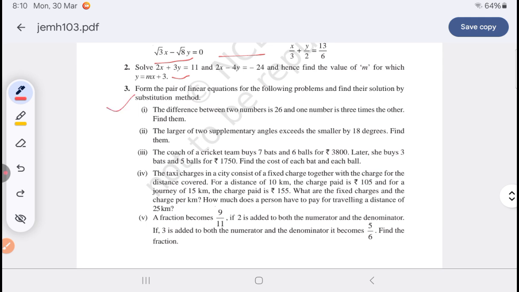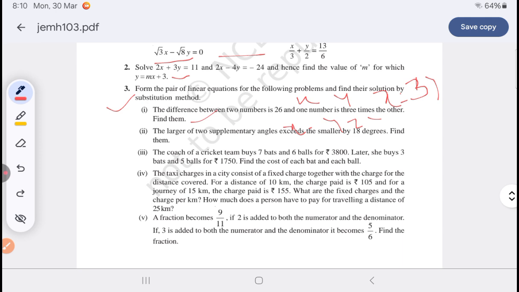Read the question carefully. The difference between two numbers is 26. One number is 3 times the other. Find them. So let us say x is one number, y is another number. So x minus y equal to 26. And one number, let us say x, equal to 3 times the other number. So with these two equations, you can find the value of x and y.